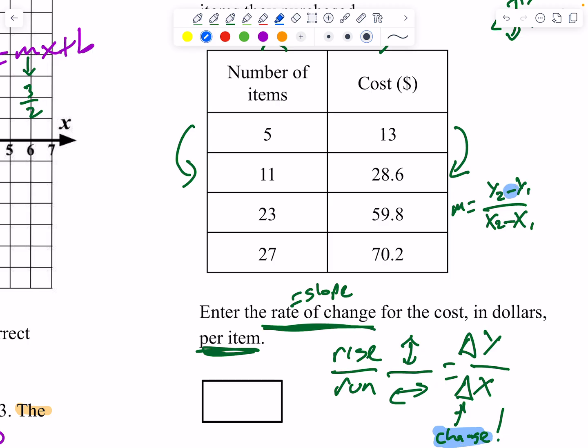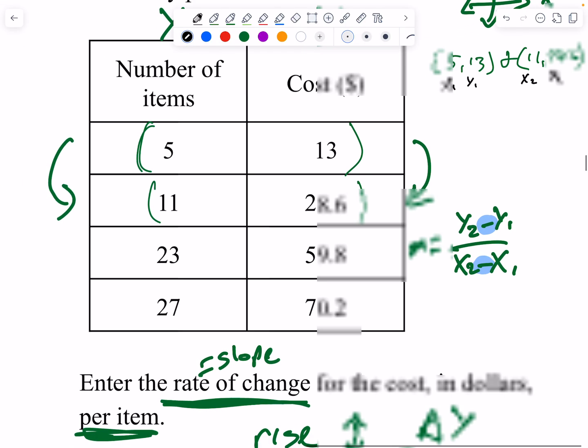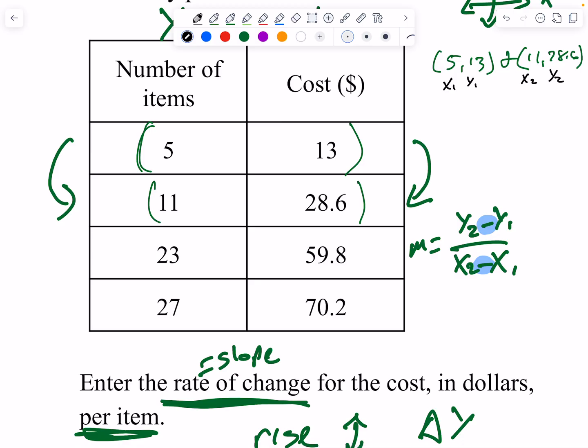You get it? You just got to subtract them. So normally you can just say, oh, these are pairs, right? So this is technically 5 comma 13, and I have 11 comma 28.6. So now if I look at this, this is my x1, y1, x2, y2, okay? So again, I'm going over this with a little more explanation, just so you could see visually how you could do this.